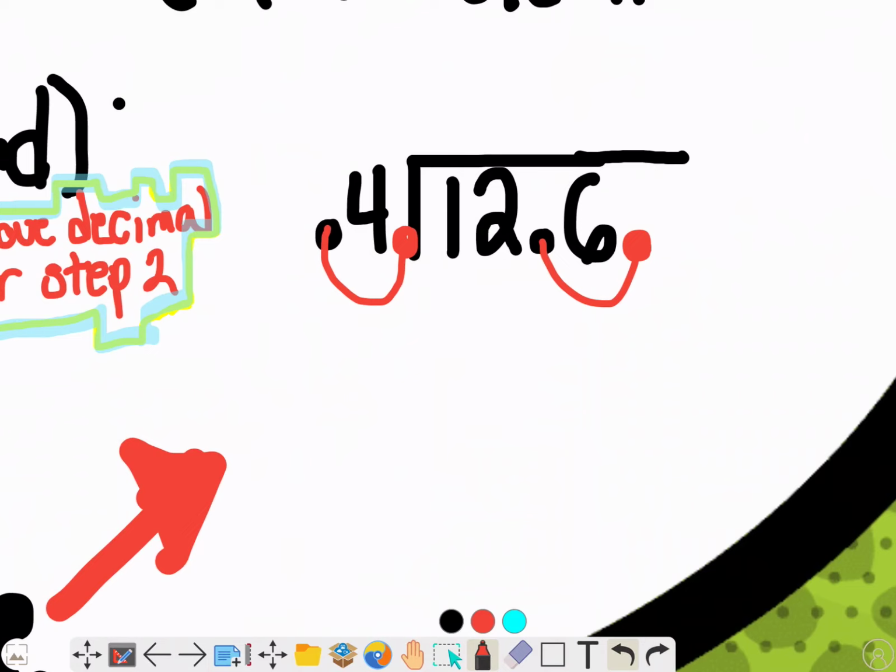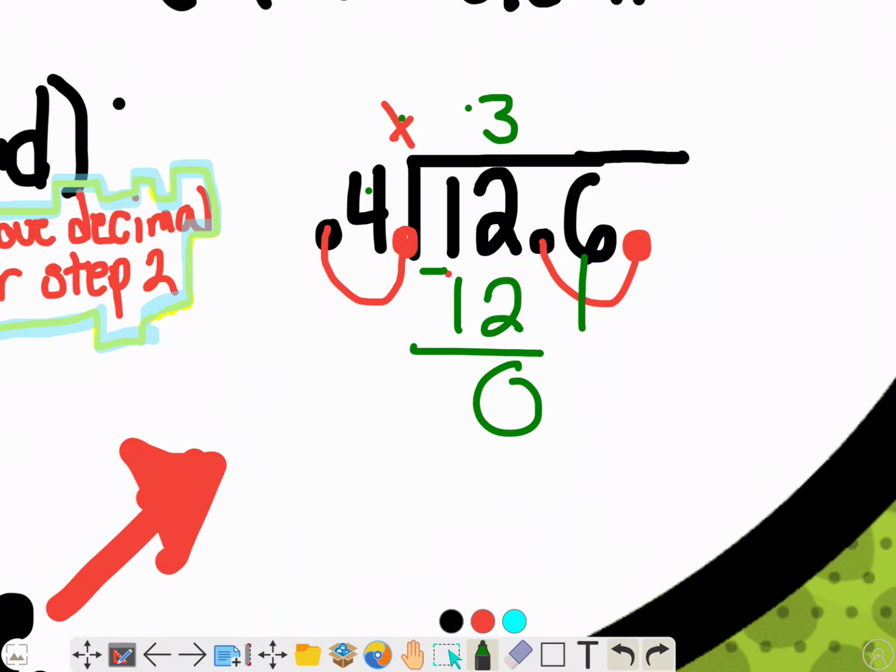Ask yourself, do I have enough hundreds? Can 4 go into 1? No, it can't. You can put a 0 or you can leave it blank. It doesn't change anything. But can 4 go into 12? Yes, it can. How many times? 3. 3 times 4 is 12. 12 minus 12 is 0. And I bring down the 6.